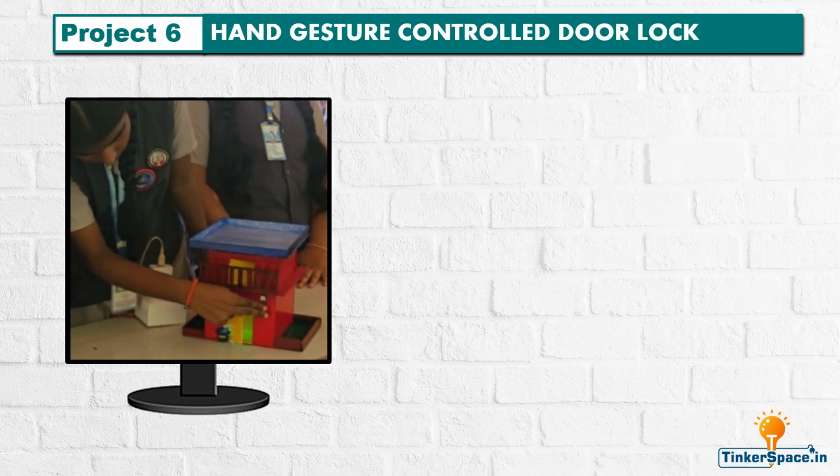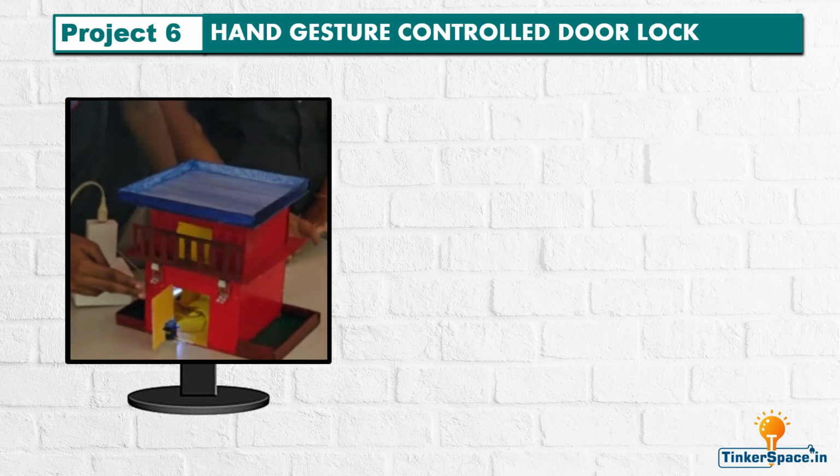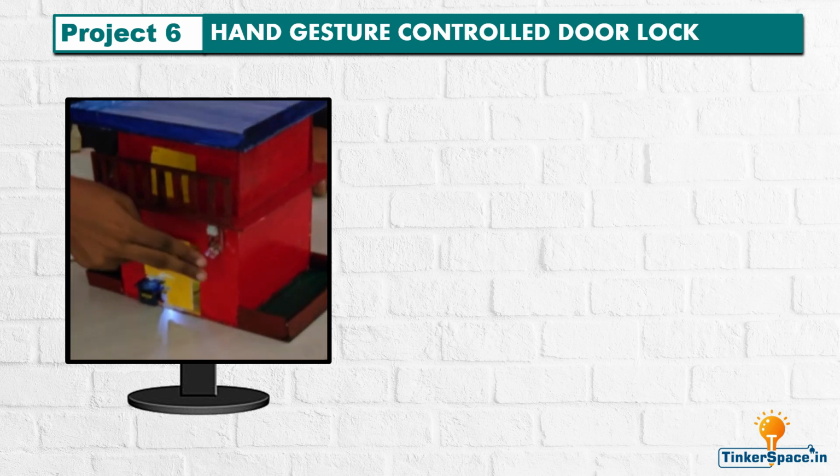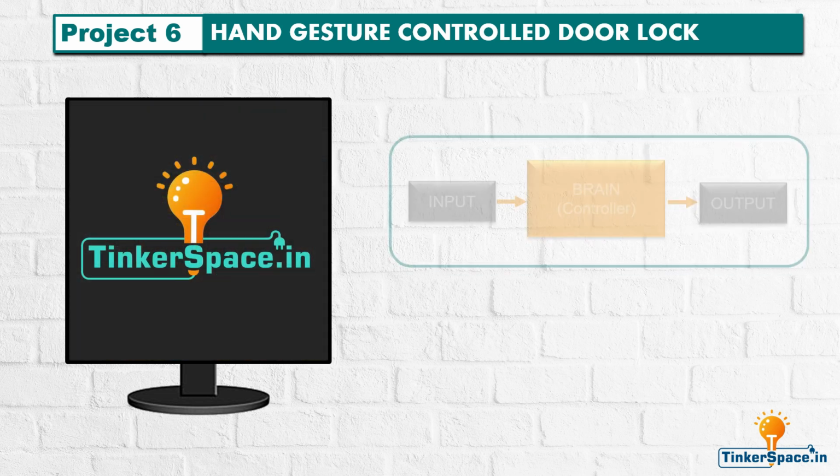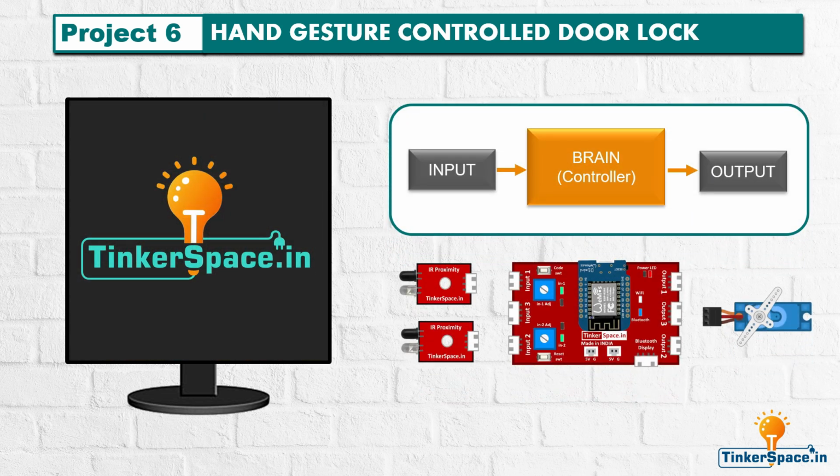Hand gesture controlled door lock. This project creates a door lock that opens or closes based on hand gestures. In this project, we use the TinkerSpace brain board as the controller. Two IR proximity sensors are used as the input. Their function is to detect specific hand gestures such as waving your hand in front of the sensors. The servo motor is used as the output. Its function is to lock or unlock the door based on the detected gestures.